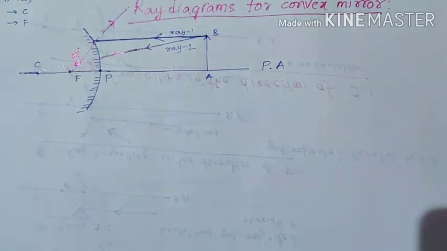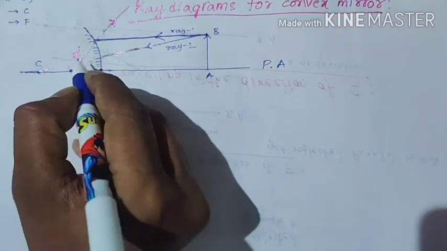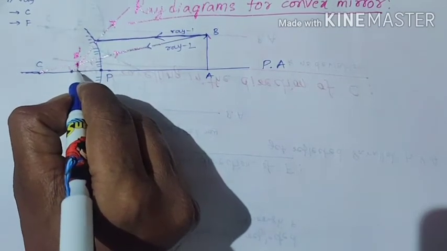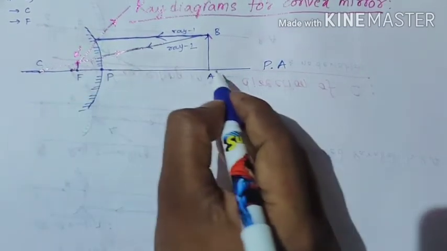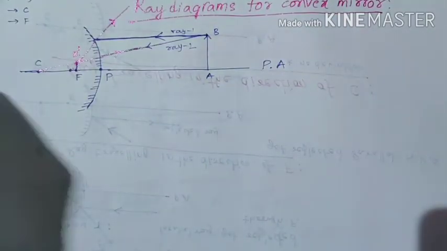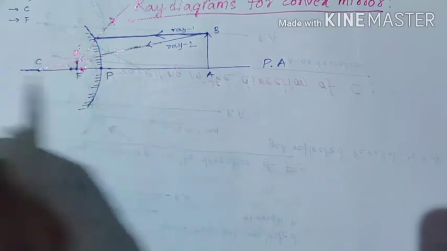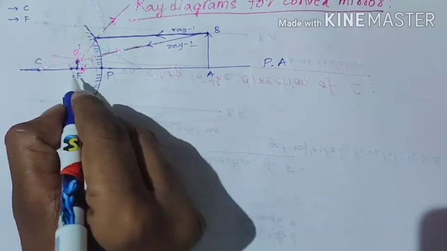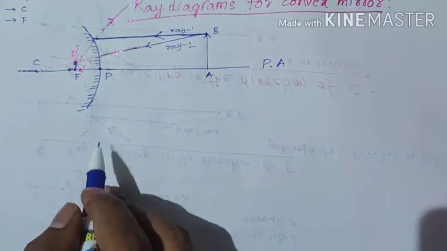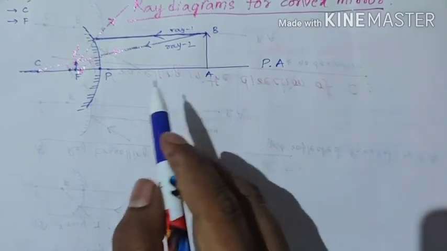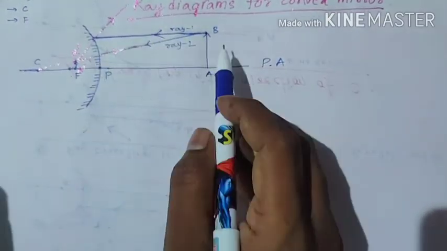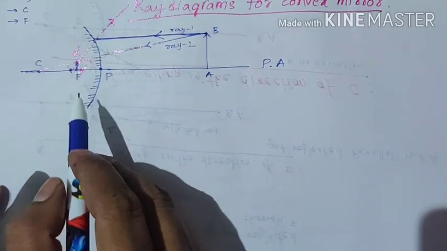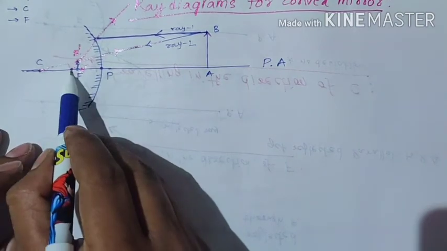And now you have to draw a line from this point to the principal axis. So this is where you will get the image of this A. This is A dash, and this is the image. So you got the image here between pole and focus. So in this way we draw ray diagrams for convex mirror. If you place the object anywhere in front of the convex mirror, you will always get the image between pole and focus.